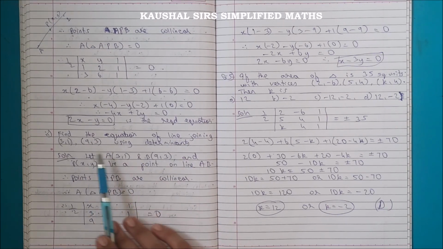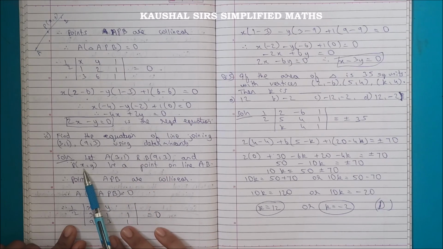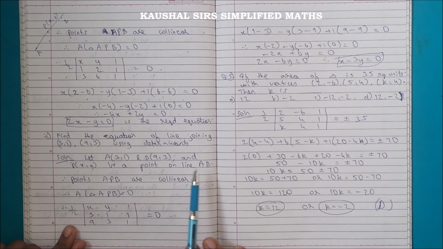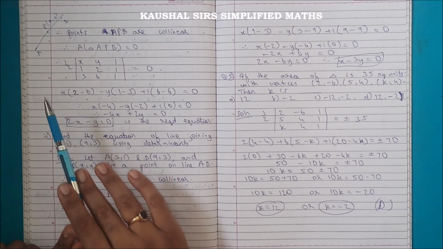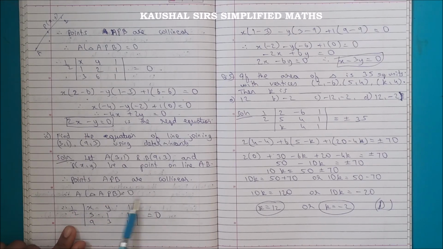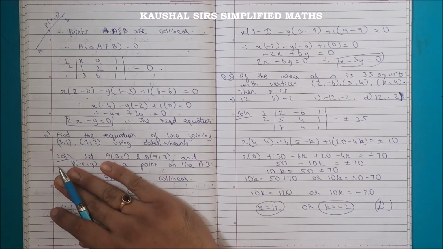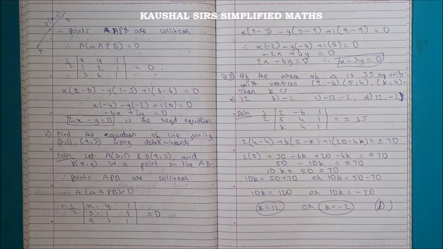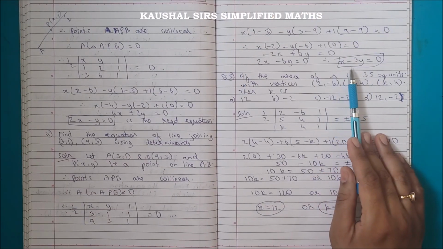वापस वही करना है, तुमको a दिया हुआ है, b दिया हुआ है, and we assume that there is a point P x comma y on the line AB, and since the points are collinear, we can say that area of triangle is 0. Okay, students, please try this on your own and verify your answer. Okay, very good, students. I hope you got this as your answer.